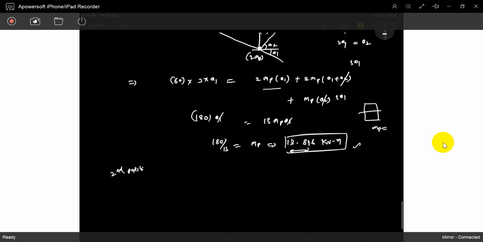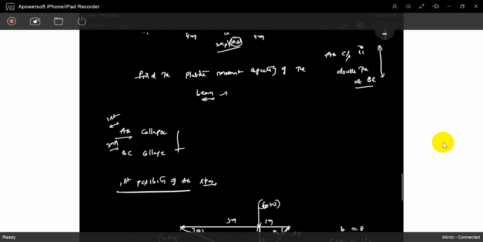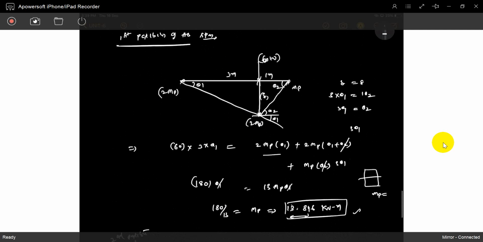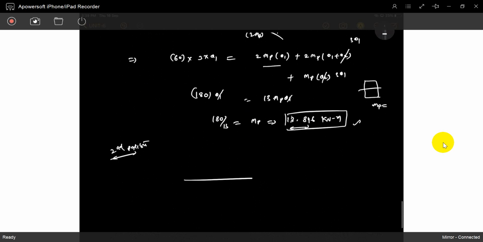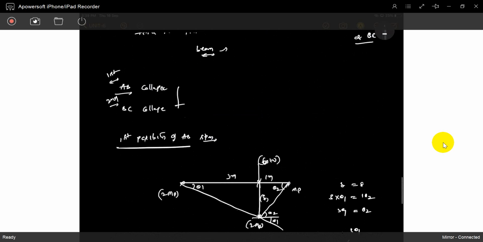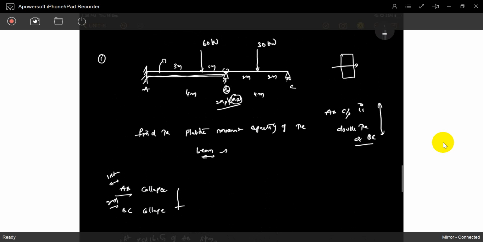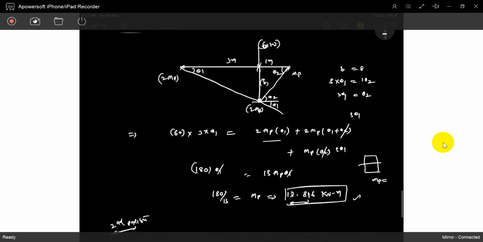Second possibility is what? The second possibility is BC failure. BC is like B is fixed, C is a hinge. It's a propped cantilever. Two hinges are required to enter into the mechanism. So B is one hinge and under the load is the second hinge.